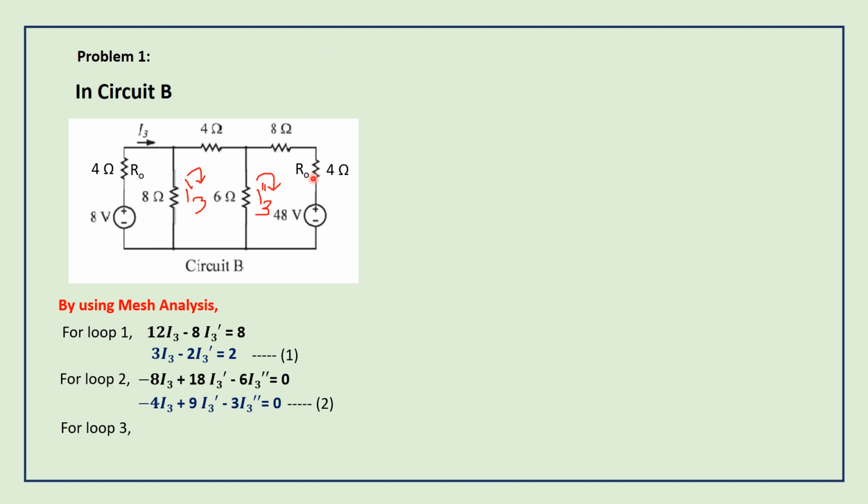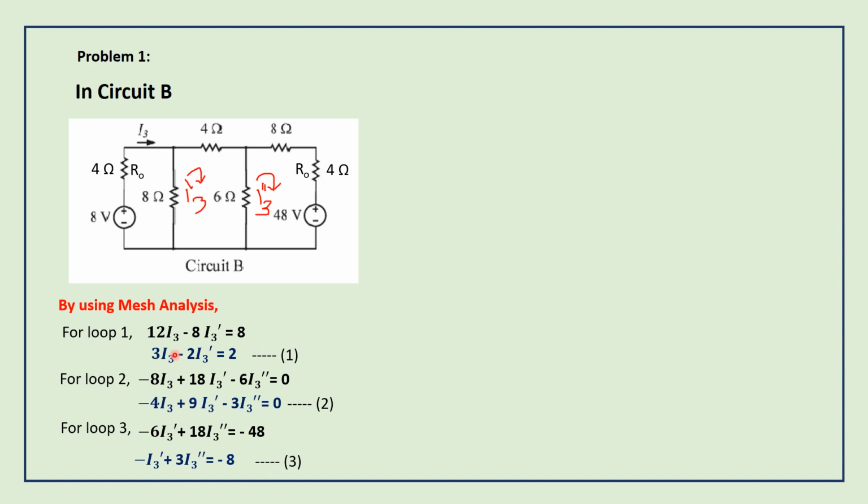And for loop 3, I have written the equation again. So what are the resistances? R0 plus 8 plus 6. Okay. So R0 is 4 ohms. Minus 6I3 dash plus 18I3 double dash equal to minus 48. Because the assumed direction is in this direction, it will flow from positive to negative potential. So positive to negative potential for the voltage source means we can represent it as negative only. Okay. So minus 48. So this equation can be simplified as minus I3 dash plus 3I3 double dash equal to minus 8. So let me take this as the third equation.